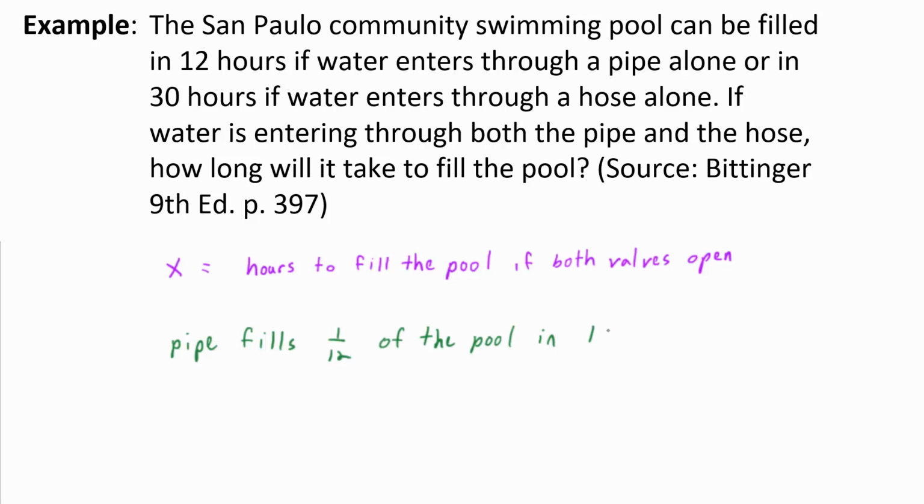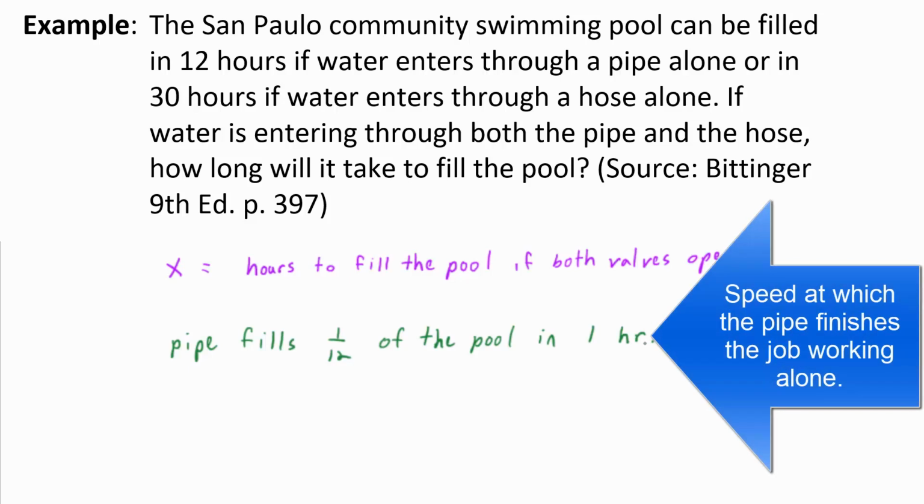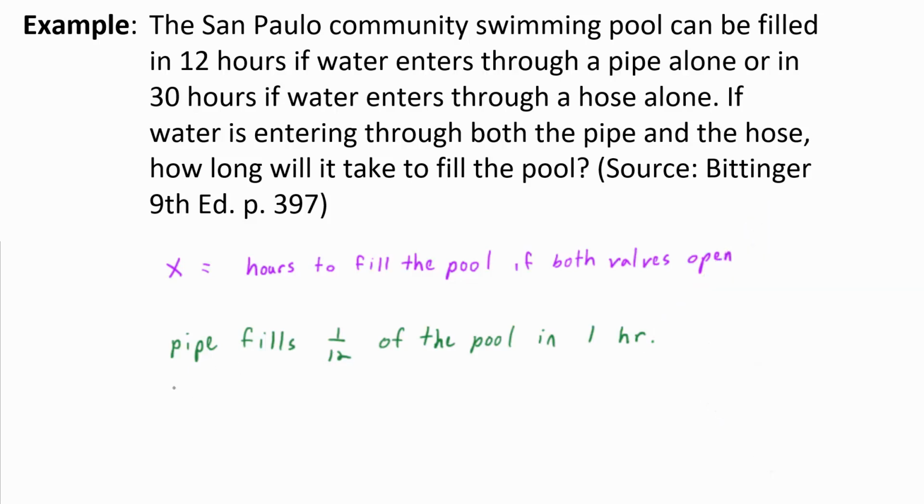I'll say in 1 hour, or you could say per hour. So that's the speed at which the pipe does the job, right? So using that same logic, what's the speed of the hose? The hose fills 1/30. Okay, you can use ditto marks. I know you guys don't like to write, so use ditto marks. The hose fills 1/30 of the pool in 1 hour.